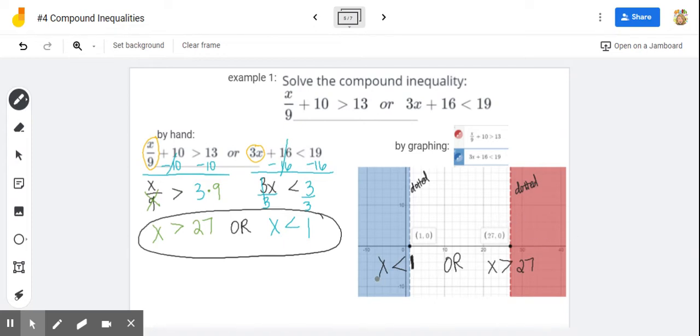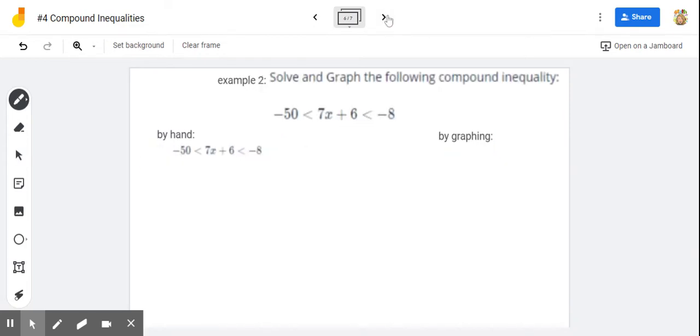So literally using what you see on the graph, or you could literally use solving by hand. Whatever you guys choose to use will be fine. So let's take a look at our last example. This one's a little different, isn't it?